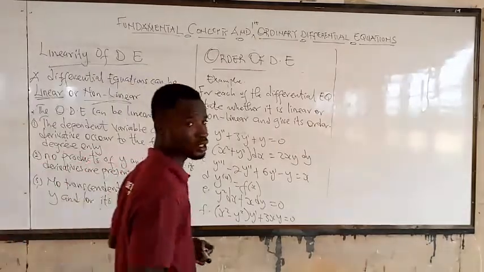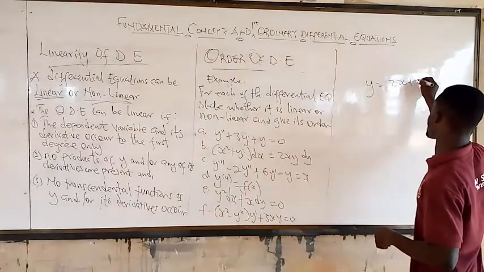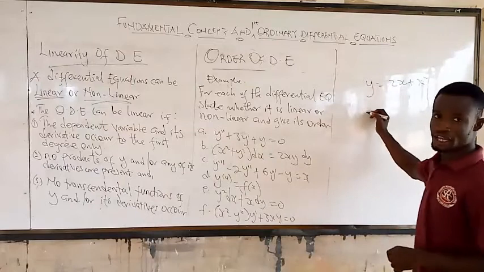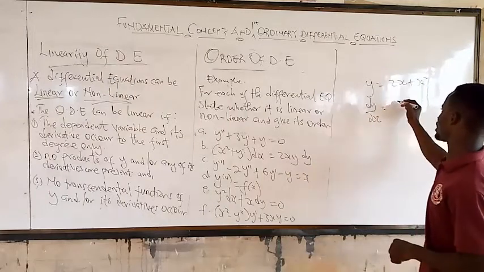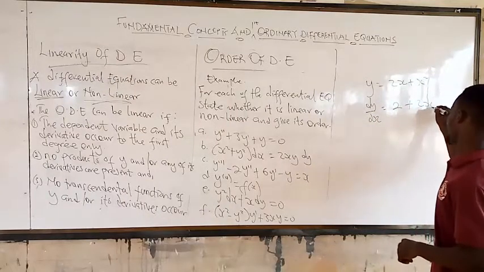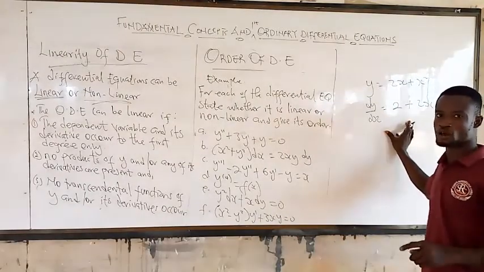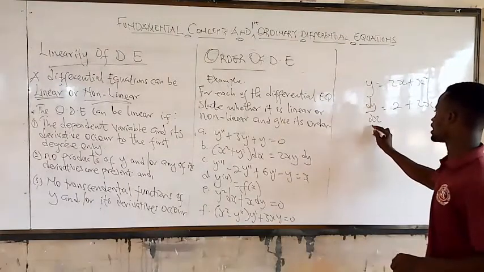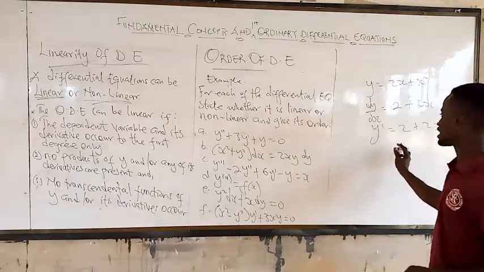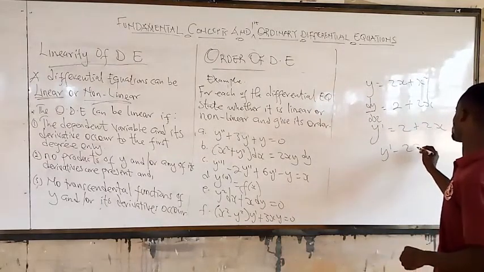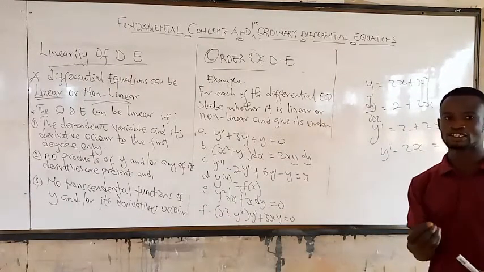Now let's look at something I forgot to tell you. For instance, if you have y is equal to 2x plus x squared, and I ask you to differentiate this, dy/dx is equal to 2 plus 2x. Now, this is a differential equation of order 1, because you can write dy/dx as y prime is equal to 2 plus 2x. We can also rewrite this as y prime minus 2x is equal to 2. So this is of order 1.